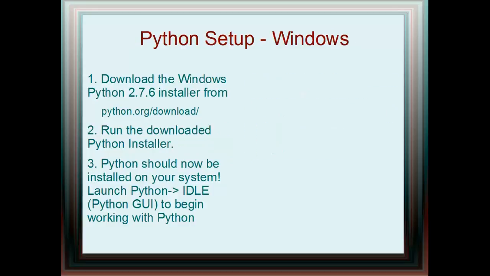To install Python on Windows, simply visit the Python website, navigate to the download section, and download the version of Python 2.7 that is specific to your Windows machine. Simply run the downloaded installer file and let it finish, and then Python should be installed on your Windows operating system.